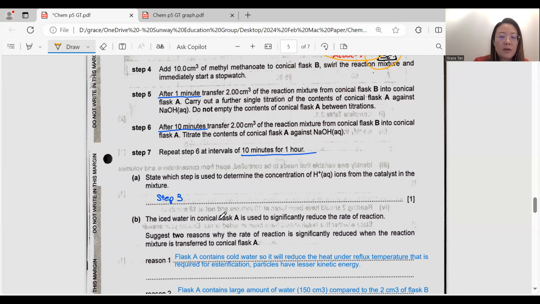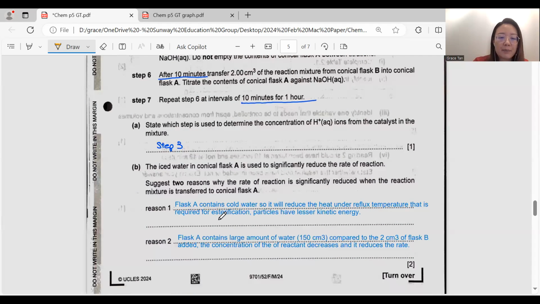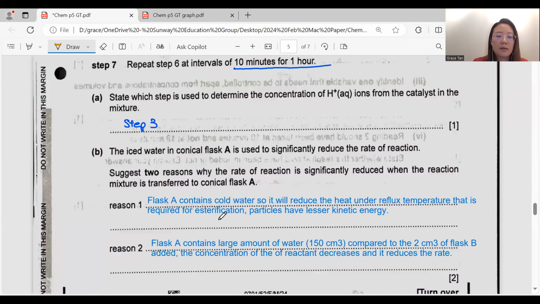Part B: the ice water in conical flask A is used to significantly reduce the rate. It's actually called quenching. You have to know this word, quench. It also means to cease, to stop, to terminate the reaction, which is your hydrolysis of ester. You want to stop it. So ice water is a way to quench the reaction so that you can find the concentration at that particular point in time.